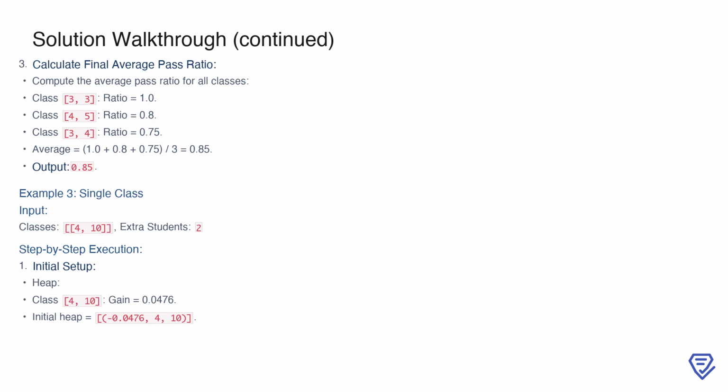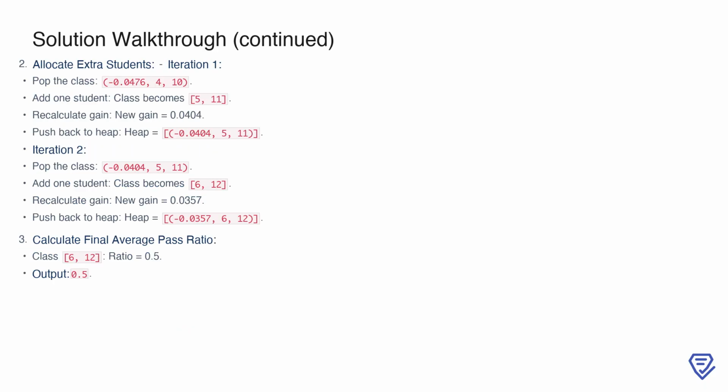Moving on to the next example, consider a case where only 1 class is given. In the single class example, the input consists of 1 class, 4, 10, and 2 extra students. First, we calculate the initial gain for this class, which is approximately 0.0476, and add it to the heap. With only this class in the heap, we proceed to allocate the extra students.